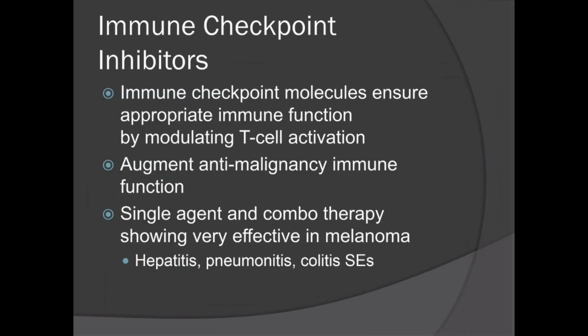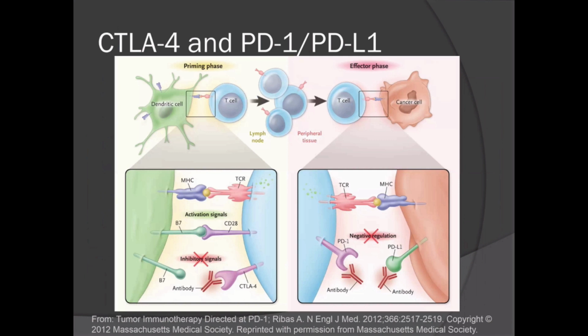So basically, immune checkpoint molecules ensure appropriate immune function by modulating how T cells are activated and not activated. And they tend to augment the anti-malignancy immune function. They've been shown to be useful both alone and in combo therapy in melanoma as well as other diseases. As I mentioned, there are some autoimmune type side effects that occur. So here's a nice diagram that just kind of shows why this works.